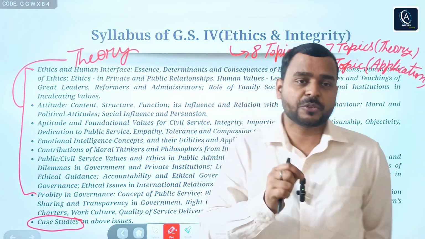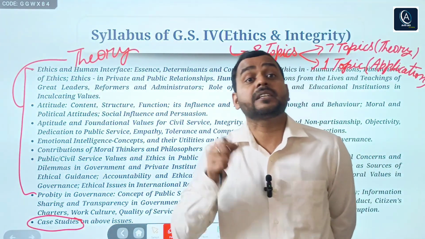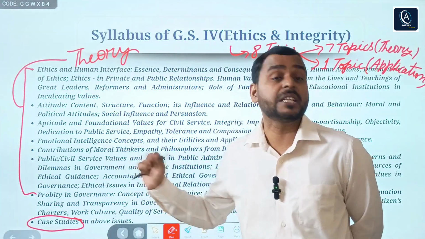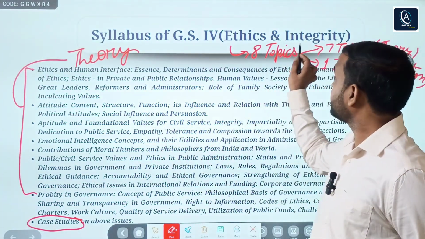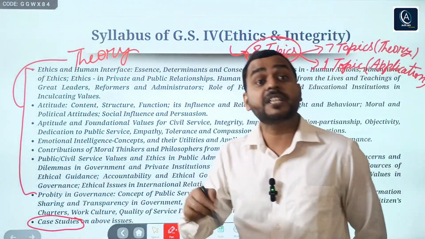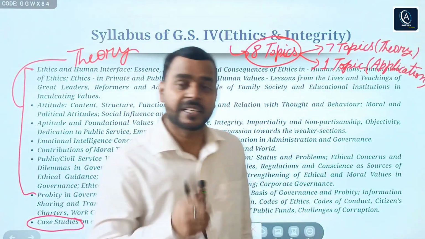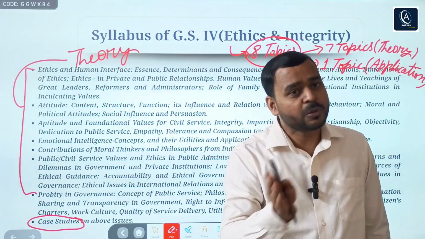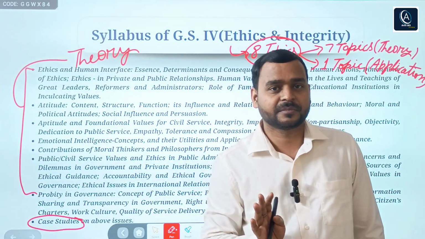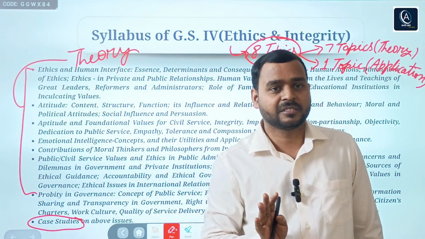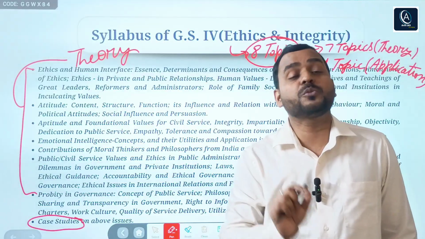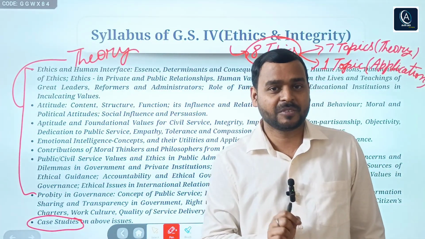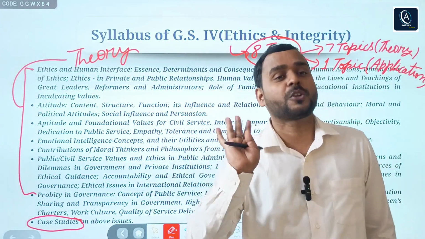And one more thing I would like to tell you: the beauty of this paper is that the syllabus is very confined, very limited. As I said, it mentions only 8 topics. Rest of the GS papers, see the syllabus, right? In the rest of the GS papers, the range is between 15 to 20 topics. For example, in GS paper 2, there are 20 topics, but in GS paper 4, only 8 topics.